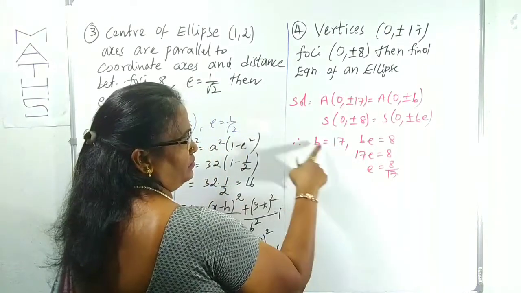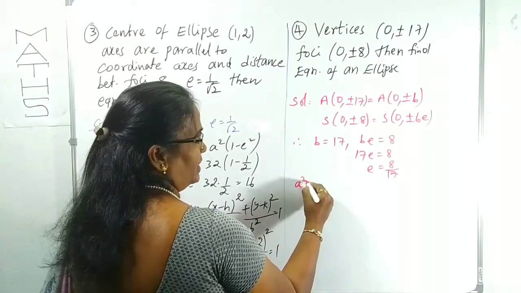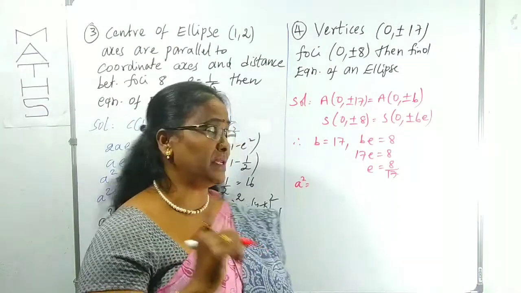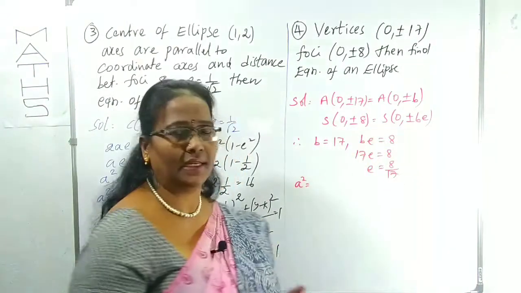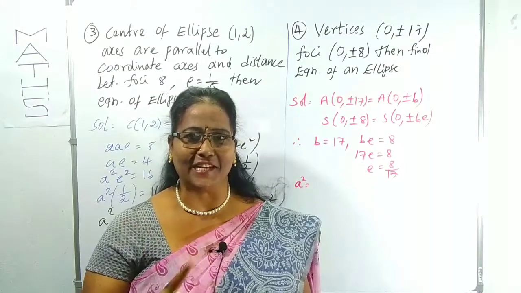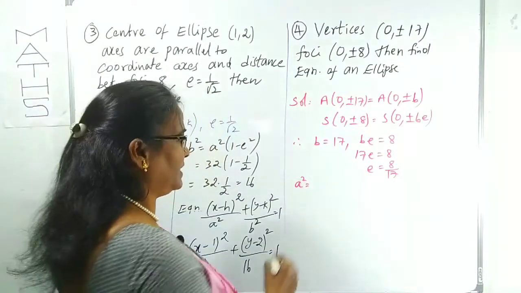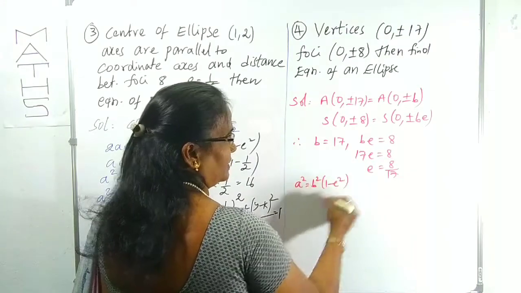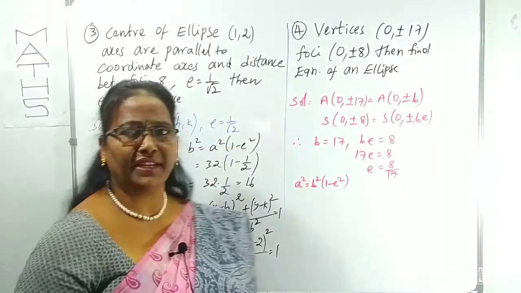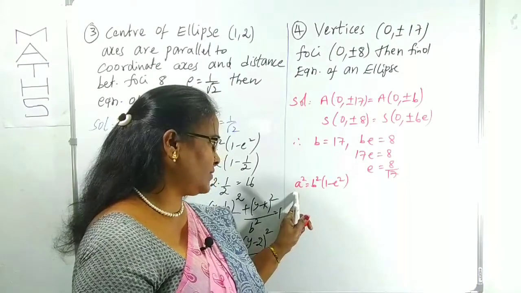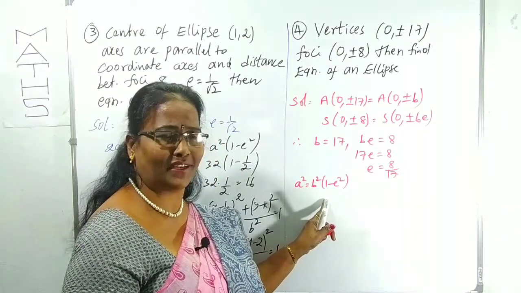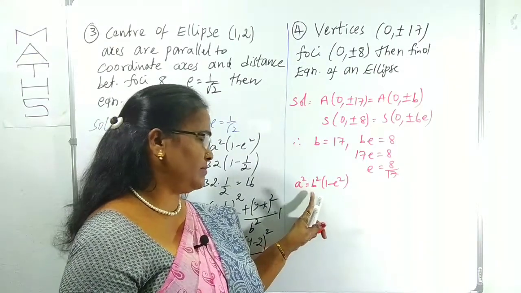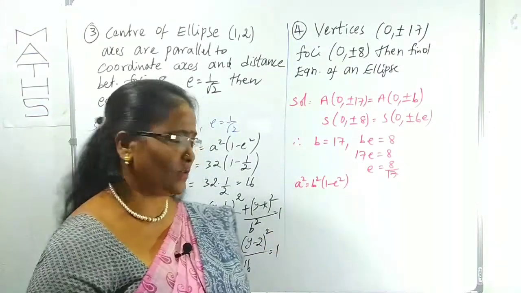You know the e value and the b value, so you can find a square. In the case of (0, plus or minus b), in that case a is less than b. In the case of a greater than b, what can you take? b square is equal to a square of 1 minus e square. But in the case of a less than b, we can take a square is equal to b square of 1 minus e square, right?